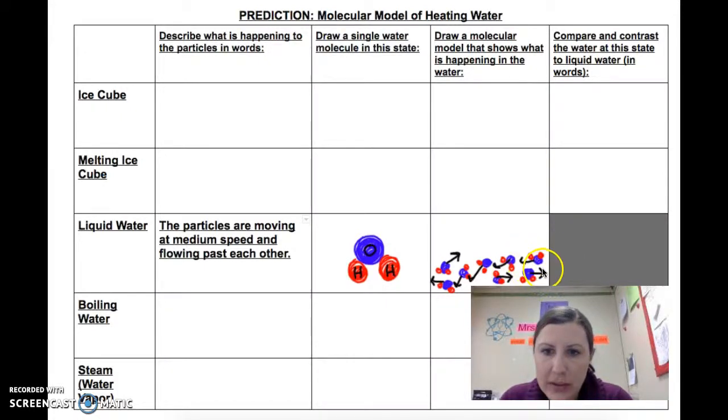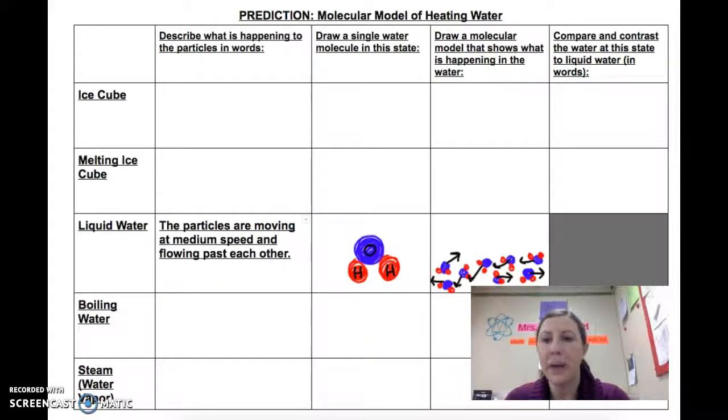And then I drew arrows on my particles to show that they're all moving around in random directions, but they're able to flow past each other and move at a medium speed, like I said over here. So that's how I'll fill in a row of this table. You're going to fill in the other rows all the way across. You're going to tell me what the particles are doing in words. You're going to draw what a single molecule would look like. You're going to draw what all the molecules together would be doing.